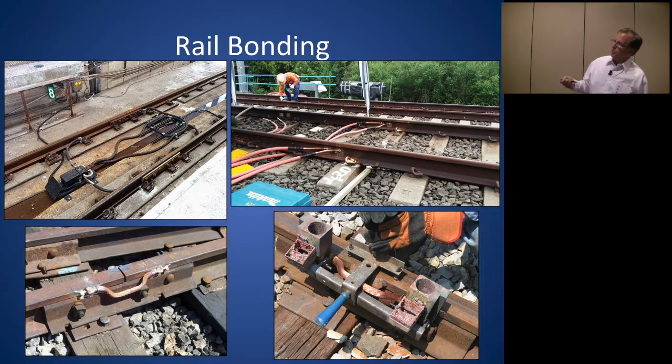This is a mechanical joint. You see this in a lot of the crossovers and what they call special track work. We put bonds around those because this is not a very reliable low resistance connection right here. This is what it looks like when setting it up to do it.